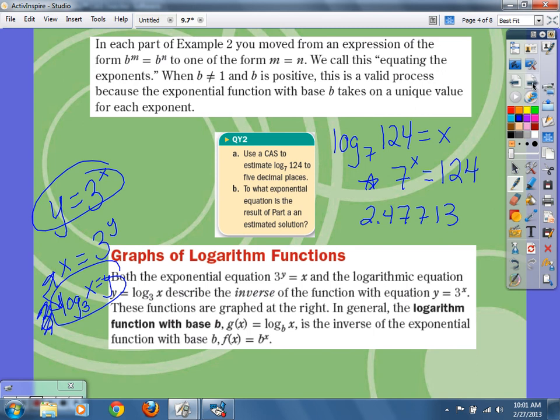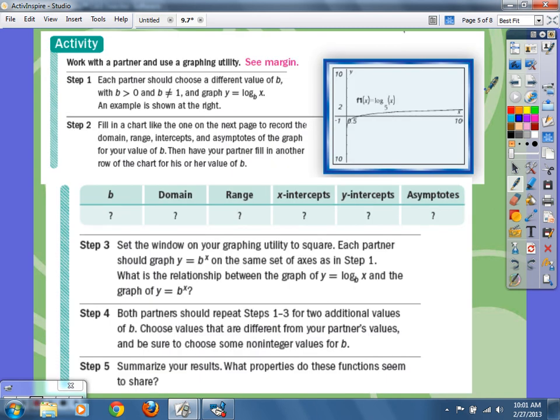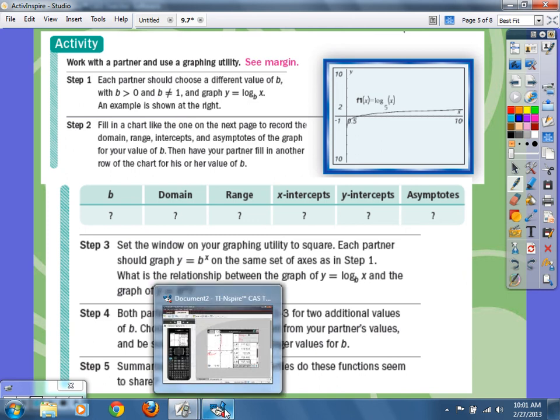When we graph, we should expect some things. We should have a reflection over the line y equals x when you are looking at the graphs. This is not a square picture though. So we are going to look at this activity real quick. They want us to graph a value of b, and I'm going to choose my value of b to be, let's go with 2. So they want me to graph log base 2 of x. Some of you with your 84s cannot do this.